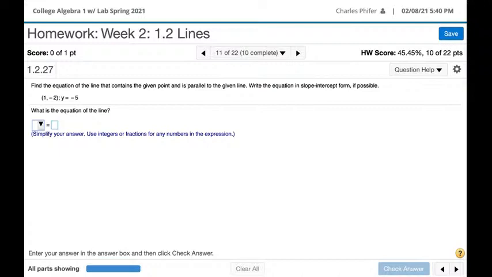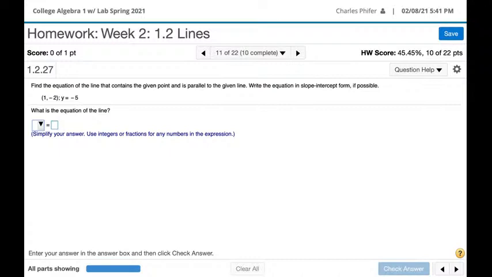So let's see. This is question number 11. So let's take some notes. Question number 11. This comes from section 1 to 27. Find the equation of the line that contains the given points and is parallel to the given line. Okay. So I'm going to say find the equation of the line through the point and parallel to the given line.